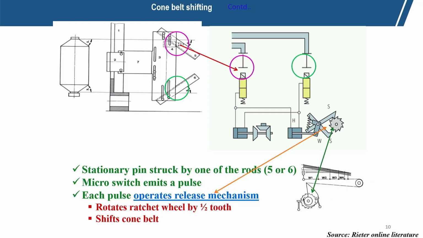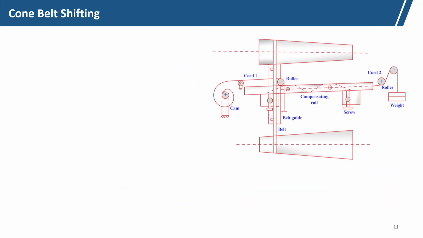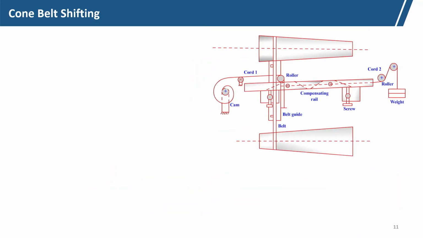So, this is the ratchet and here is the eccentric arrangement. Initially, you can see W1 is the maximum shifting, then gradually this shifting reduces. Now, coming to the actual cone belt shifting here.